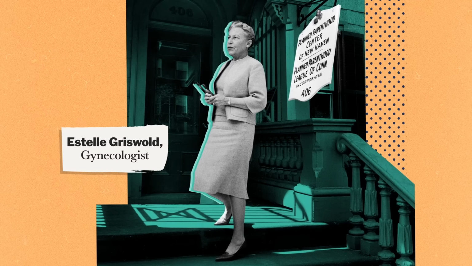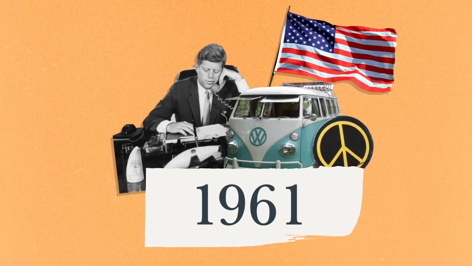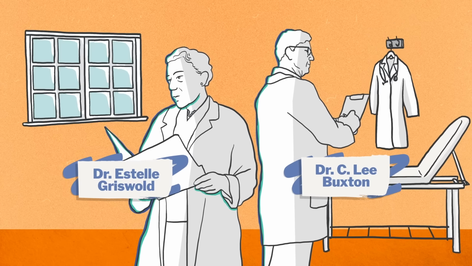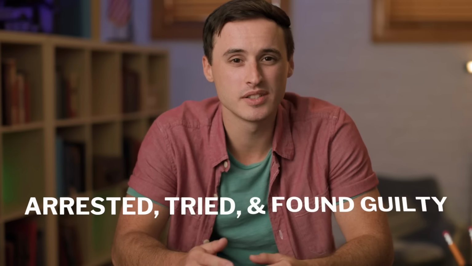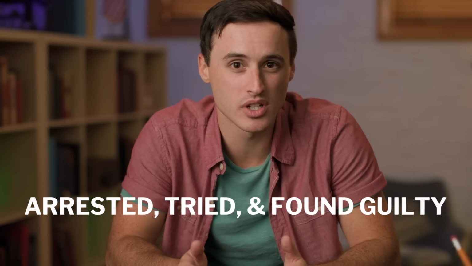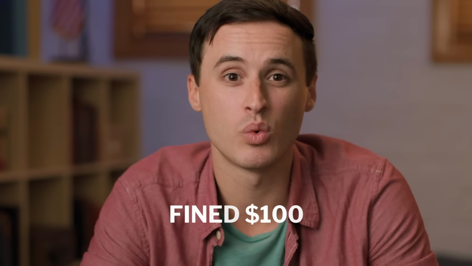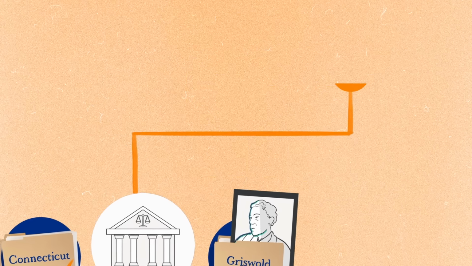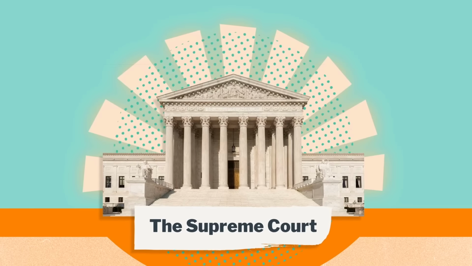In 1961, Griswold and her colleague, Dr. C. Lee Buxton, opened a birth control clinic in New Haven. But it didn't last long. They were arrested, tried, and found guilty as accessories to providing illegal contraception, and they were each fined $100. They appealed, but when the conviction was upheld, they took their case to the Supreme Court.